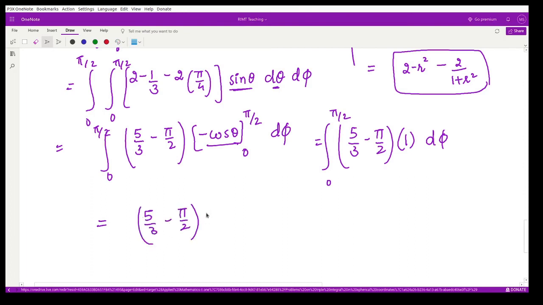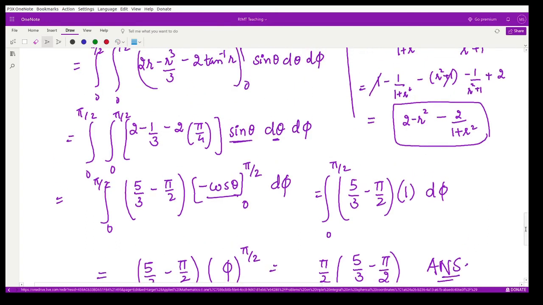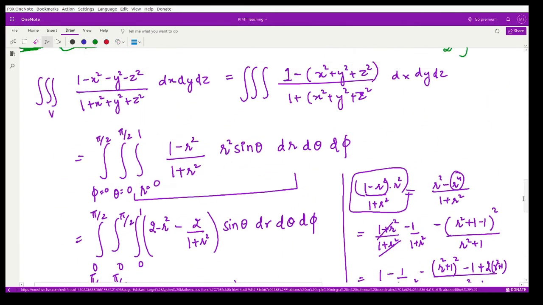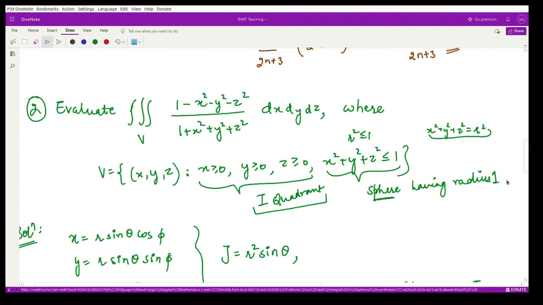And then we have phi, whose limits are from 0 to pi by 2. So this is equal to pi by 2 multiplied by 5 by 3 minus pi by 2. So this is the answer of this particular question. This is the value of the triple integral which they have asked in this particular question.